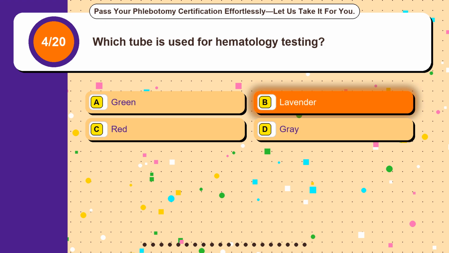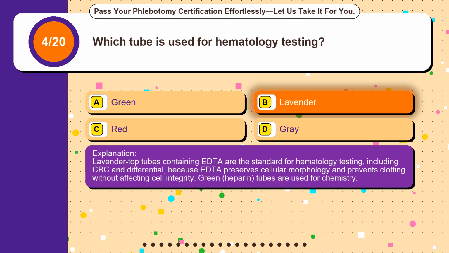The correct answer is option B, lavender. Lavender top tubes containing EDTA are the standard for hematology testing, including CBC and differential, because EDTA preserves cellular morphology and prevents clotting without affecting cell integrity. Green, heparin, tubes are used for chemistry.